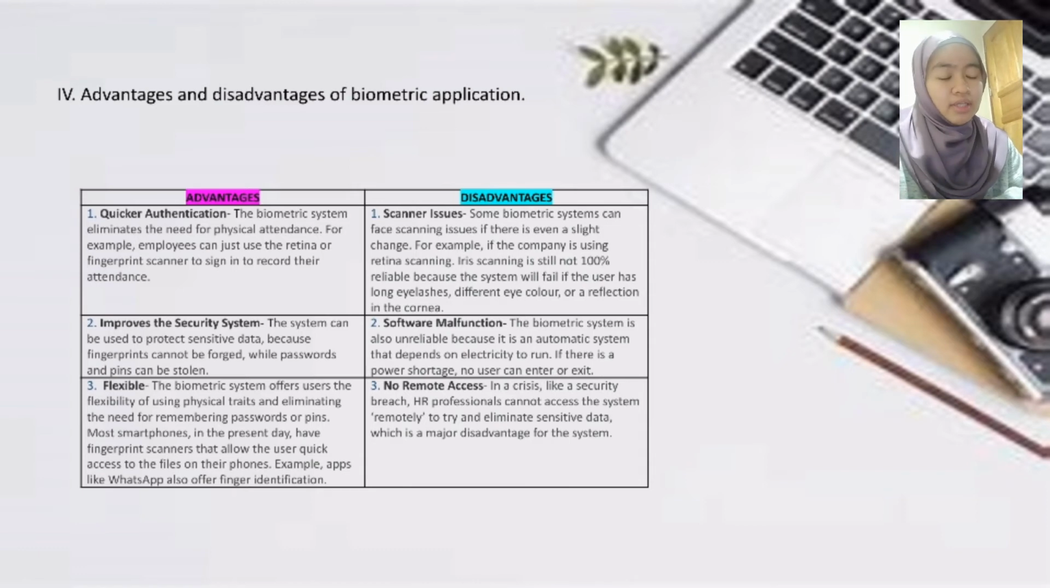For the third advantage is flexibility. The biometric system offers users the flexibility of using physical traits and eliminates the need for remembering a password or PIN.